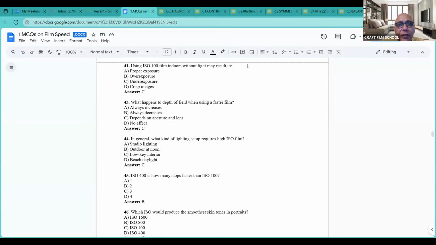Using ISO 100 film indoor without light may result in, is another tricky question. If you do not have an additional light and you are using a 100 ASA film, so what will happen? It will become underexposed because you need to boost up the light level. For example, if my face is not getting enough light, yesterday there was a small light, somebody has taken it for a shoot. So if I switch on that light, the boosting of the light level on my face will be higher. Some of you, if you look at your faces, sometimes it is dark. Why? Because you are not using an additional light in front of your face.